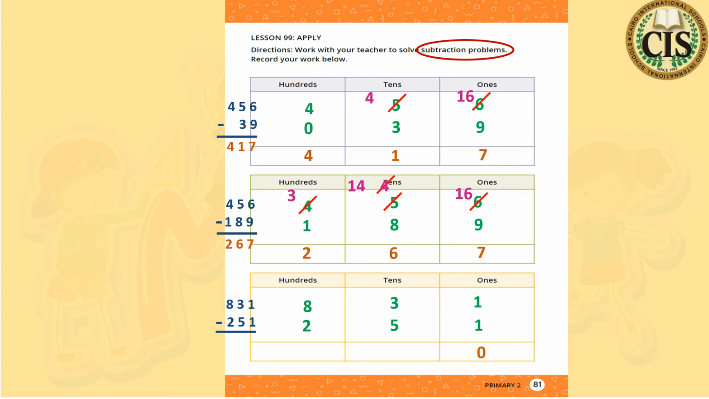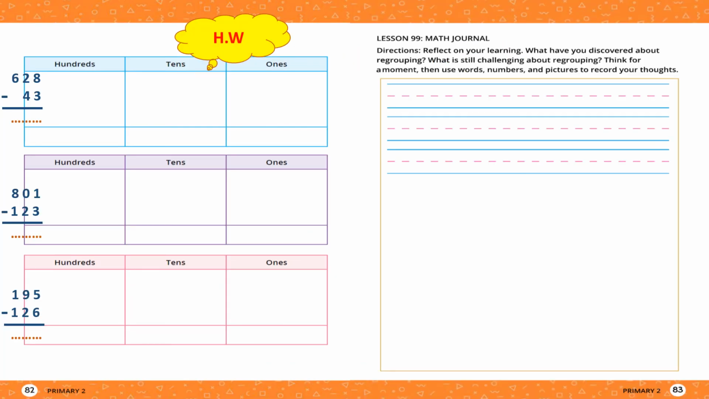8, can you please give me 1 ten? 8 will say, okay. So 3 becomes 13 and 8 becomes 7. 13 minus 5, after 5, 6, 7, 8, 9, 10, 11, 12, 13. 13 minus 5 equals 8. 7 minus 2 equals 5. So 831 minus 251 equals 580. Now you can practice more subtraction with regrouping by solving the following problems by yourself.